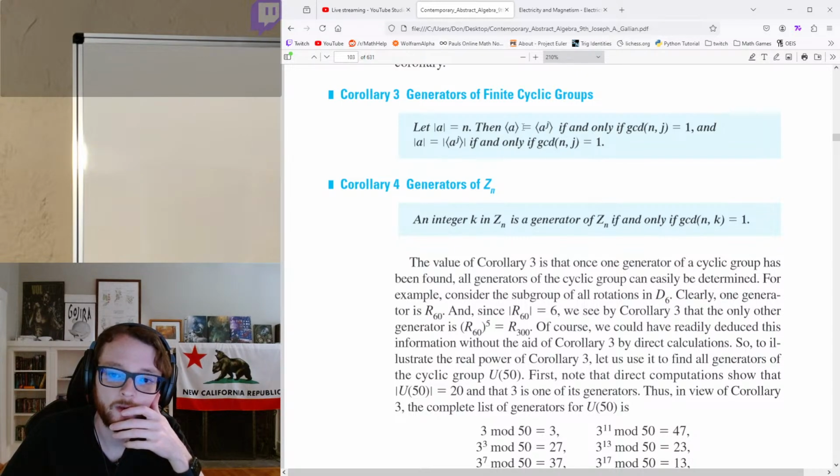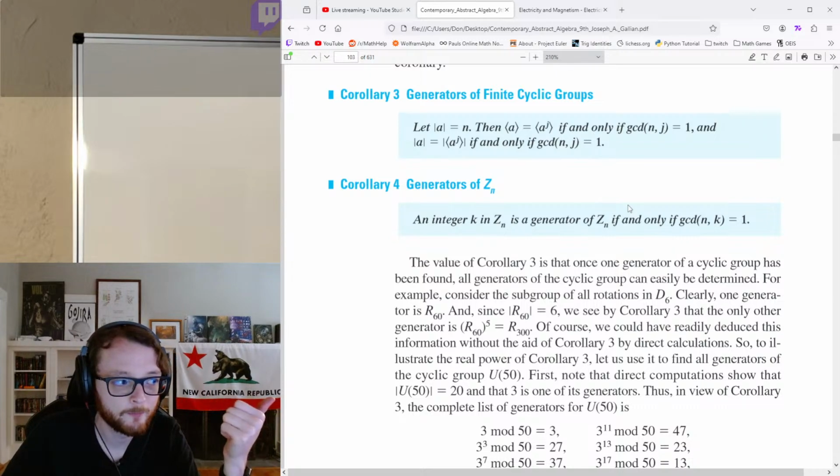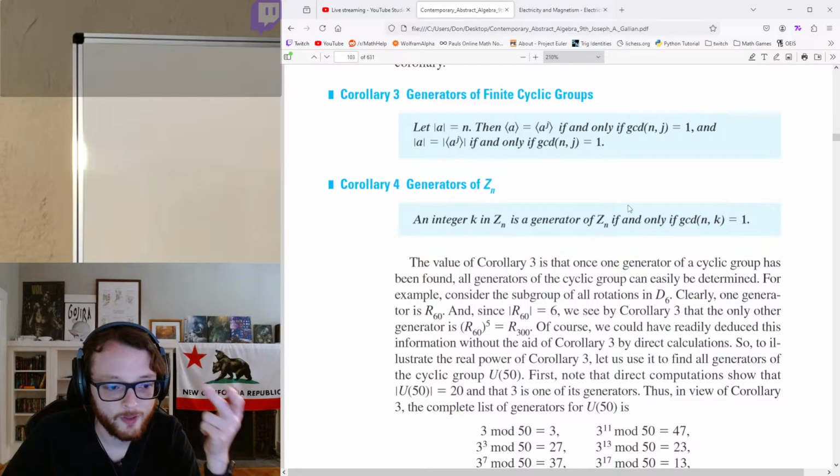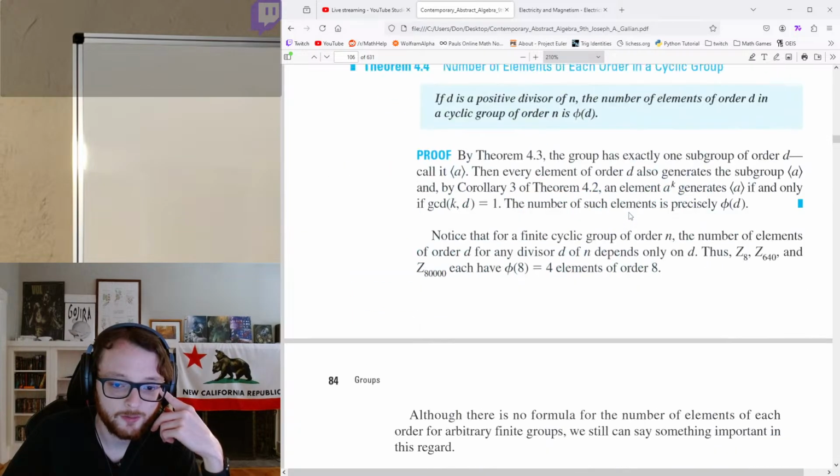Oh, so wait, it's the things that are relatively prime to 8. That probably should have been a bit more obvious to me. So if A is one of them, then A cubed is another, A to the 5th is another, A to the 7th is the last one. I think that is the idea.